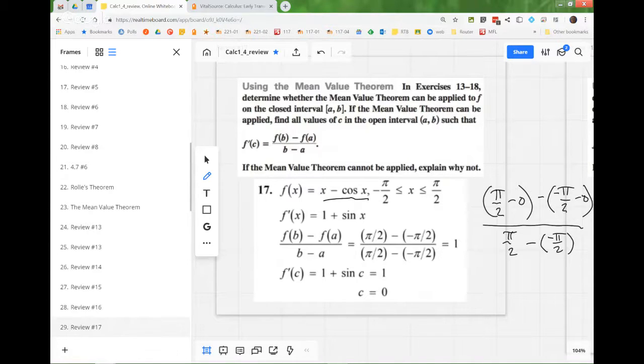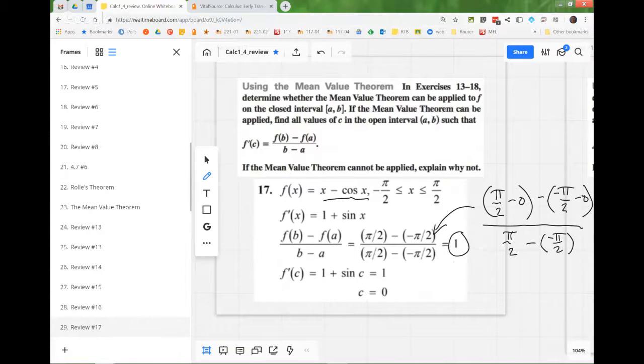So this is really what this fraction should look like over here. Anyway, it does turn out to be pi over 2 minus a negative pi over 2 on the top, and the same thing on the bottom. So you get pi on top and pi on the bottom, and pi over pi is 1.